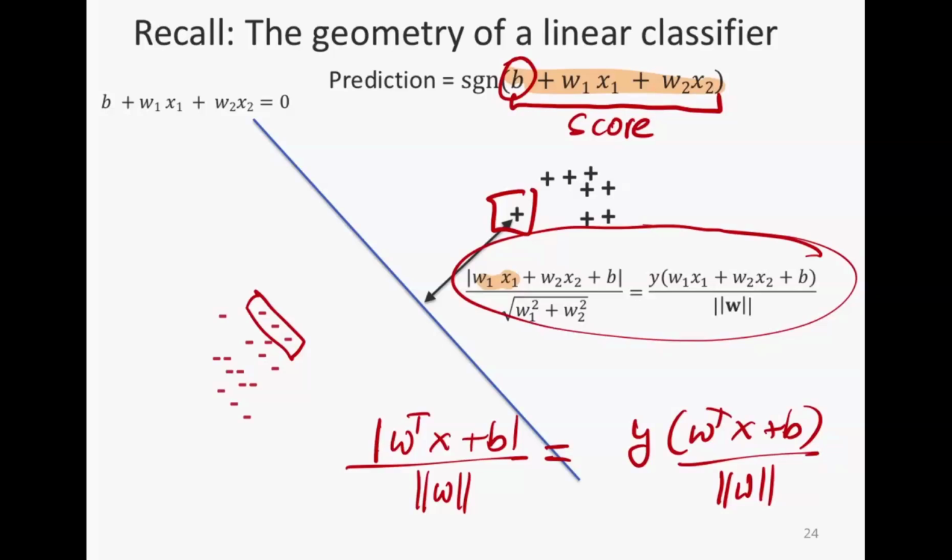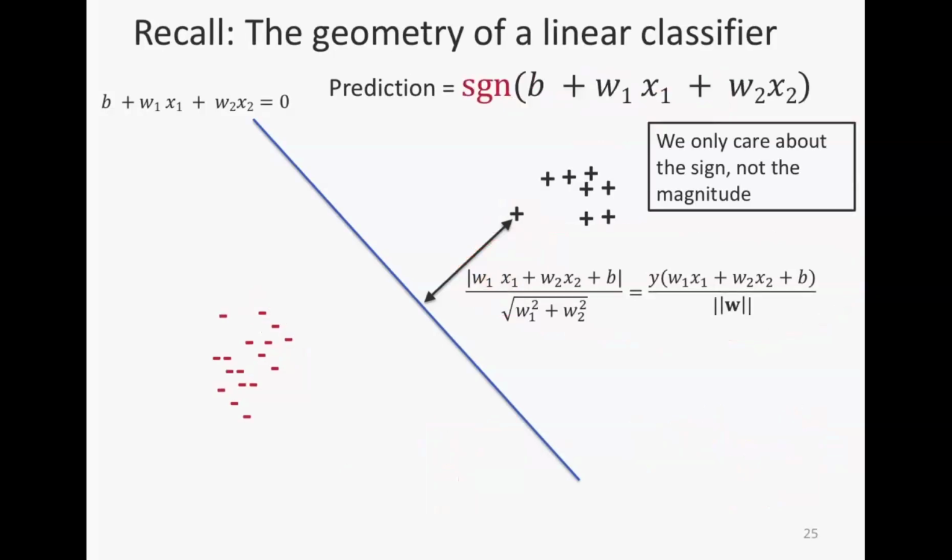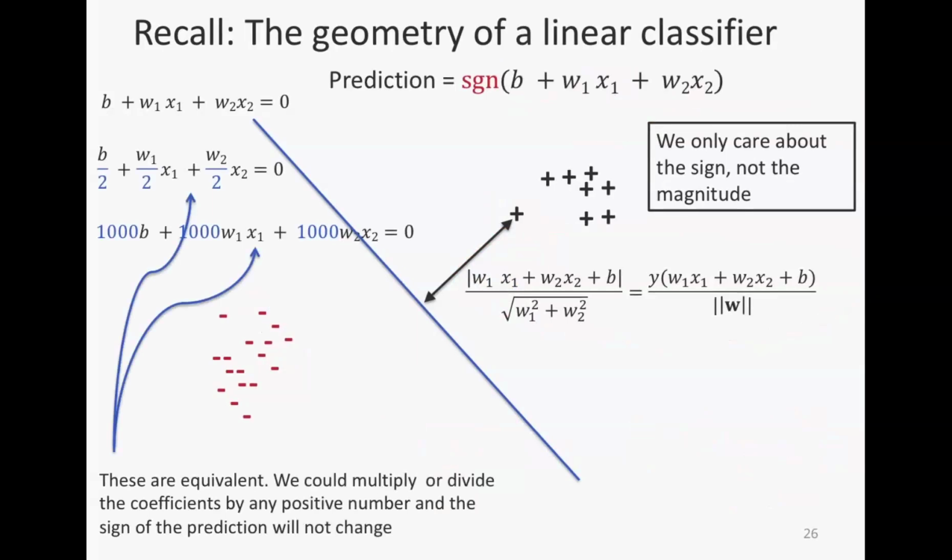But notice that the weight vector is not uniquely defined by these W's and B's. We only care about the sign of this quantity here, and not its actual value. If I multiplied the W's and the B's by 1,000, I have the same equation of the line. B plus W1 x1 plus W2 x2 equals 0 is the equation of this line. Equivalently, 1000 B plus 1000 W1 x1 plus 1000 W2 x2 equals 0 is also the equation of this line. I can multiply by any number. I can divide by any number as long as it's positive.